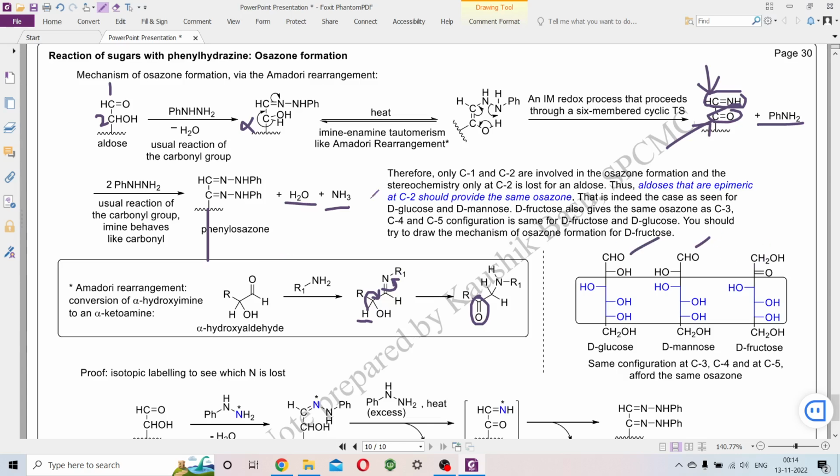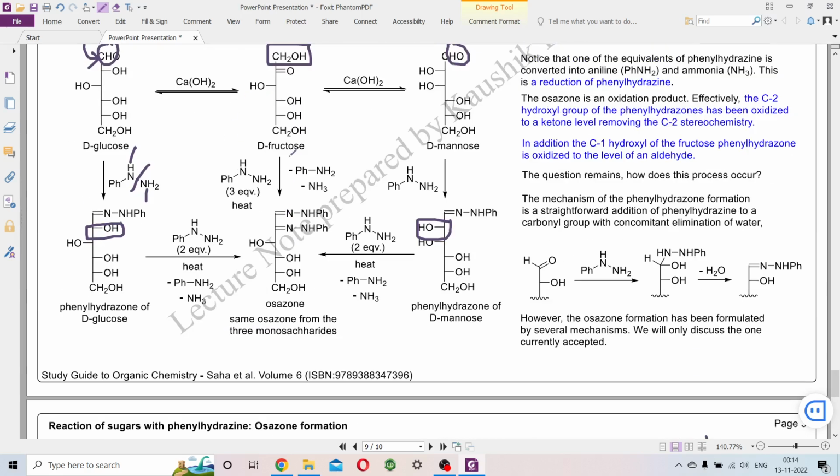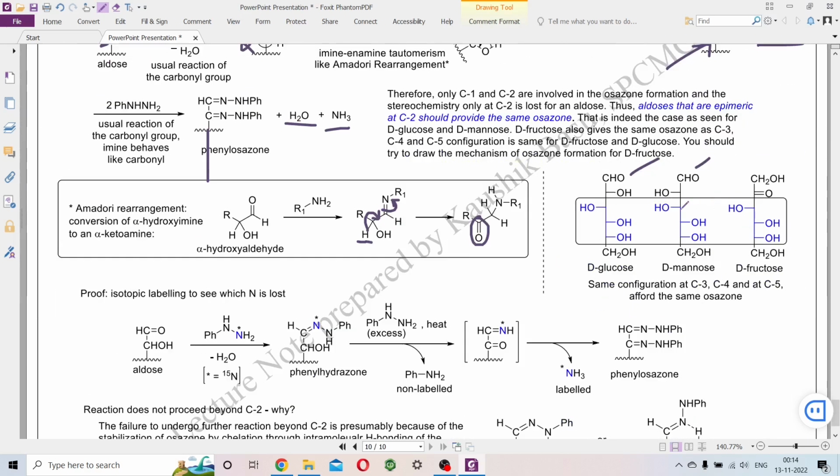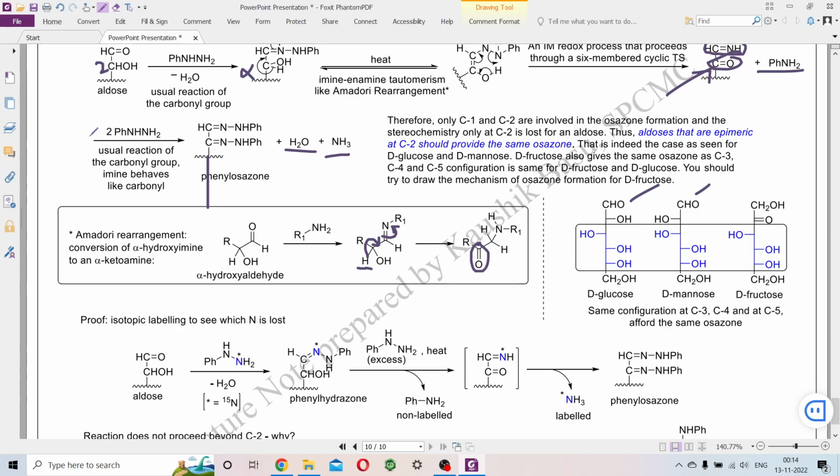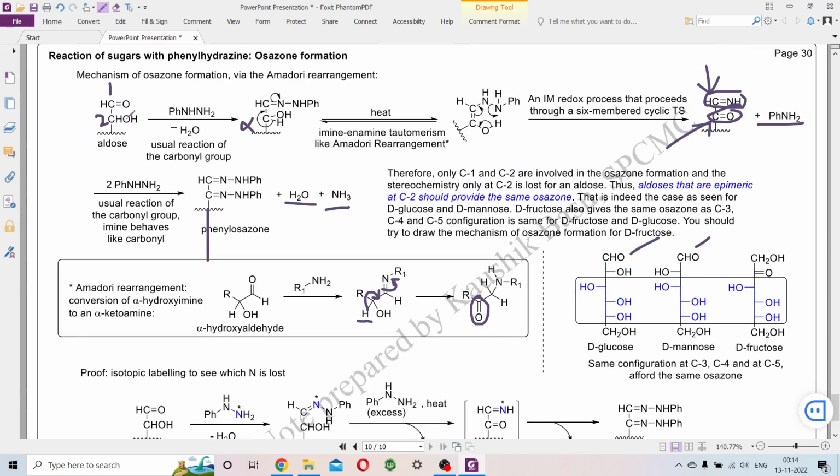And if you note, fructose, which is a ketohexose, also has the same configuration at C3, C4, C5 corresponding to D-glucose as well as D-mannose. That is what we have highlighted. You are tasked with coming up with a mechanism for the ketohexose. Say, take for example a CH2OH and a C double bonded to O here, do the same sequence of reactions and see whether you can come up with the phenyl osazone.